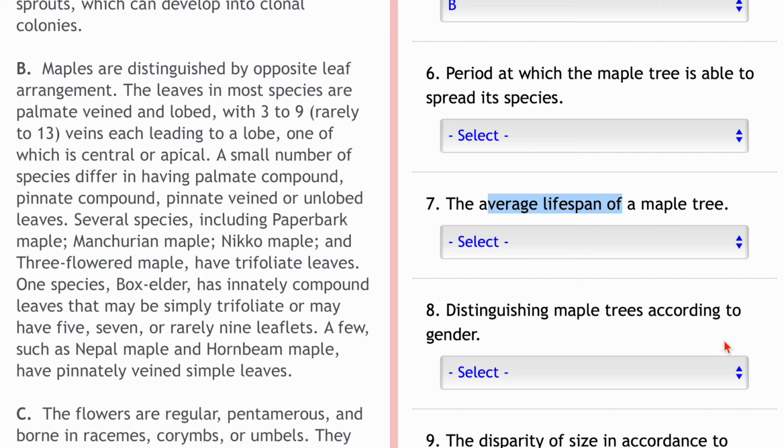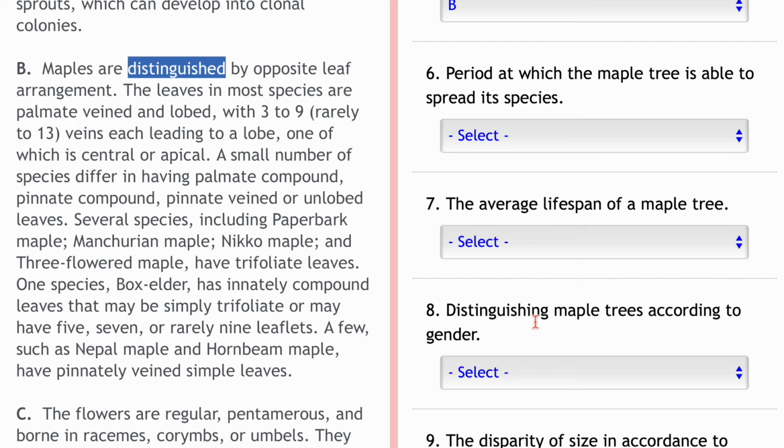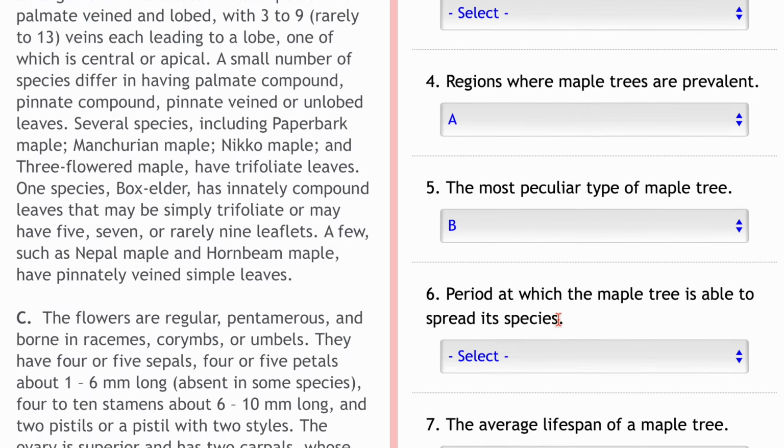No, but I will say something that lower levels will try to word match distinguishing and distinguish, and they might select that. We have to keep that in mind, everyone. Just because the words are the same doesn't mean that it's going to be there. It's not word matching, it's idea matching. And that's an important part that we need to remember, okay? 9, we already got, so there we go. We got 2 already.